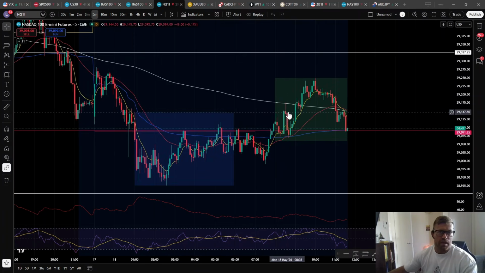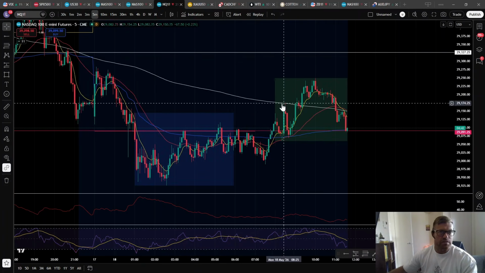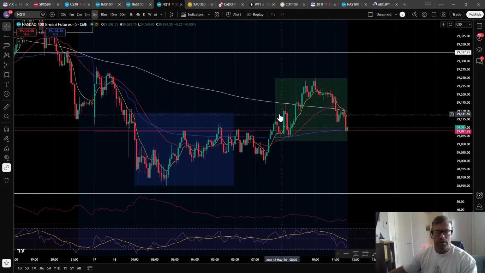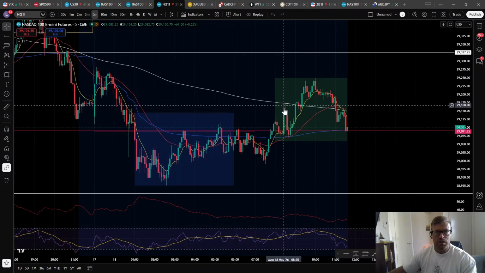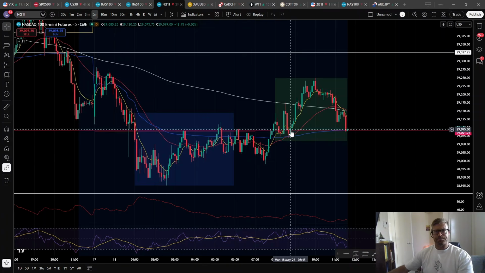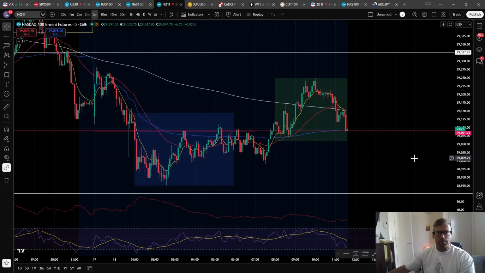This one was a textbook trade. We were rejecting dynamic resistance. We just took Asia highs and were pushing back down. So I entered short, waited till I got close to my target, then just trailed aggressively. Yeah, nothing much to say about that. It was a lovely trade.